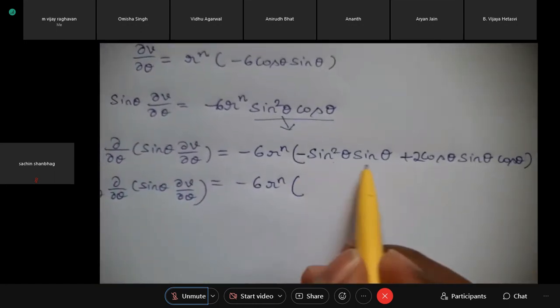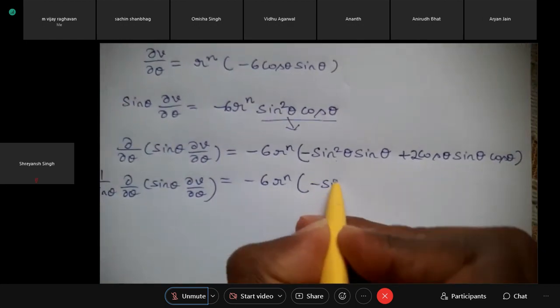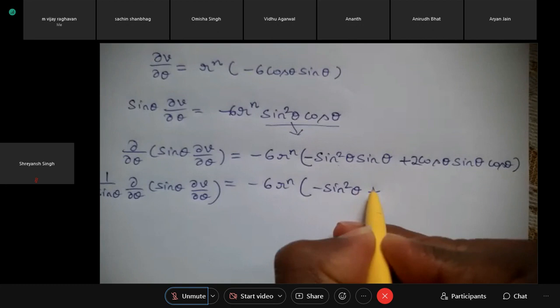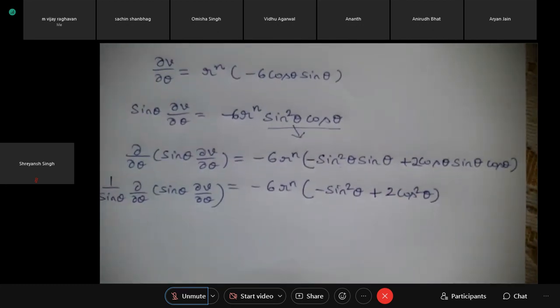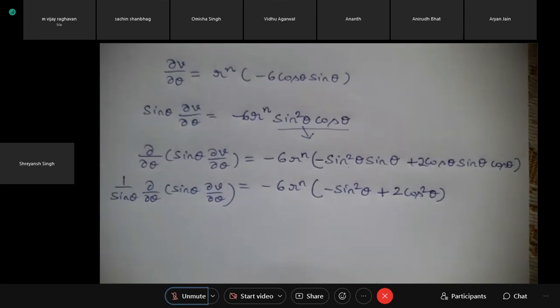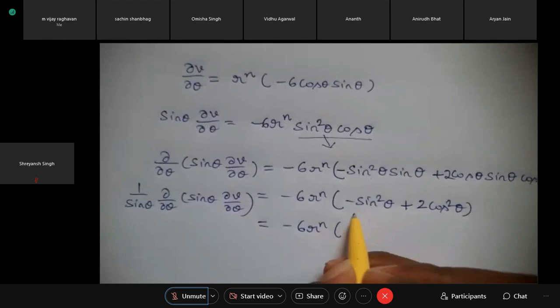Can we cancel one term here? Sine theta, yes, sir. We can cancel sine. Minus sine square theta will be there, plus 2 times cos square theta will be there. Yes, sir. Okay. Now try to manipulate my result.